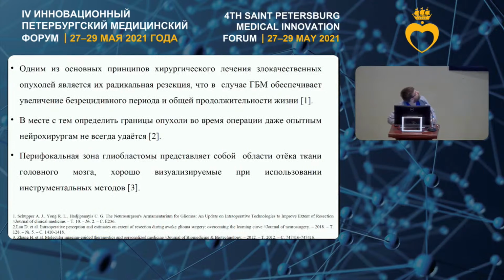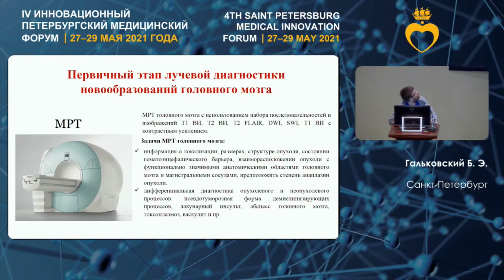Thus, one of the main principles of surgical treatment of glioblastoma and any other malignant tumors is radical resection. In this case, it's very difficult to achieve it, since even experienced neurosurgeons with white light find it difficult to determine the borderline of the tumor. So, to plan the surgery correctly and to determine the volume of resection, additional methods were created. Some are instrumental studies, and some are intraoperative fluorescent navigation. So, what do we use?